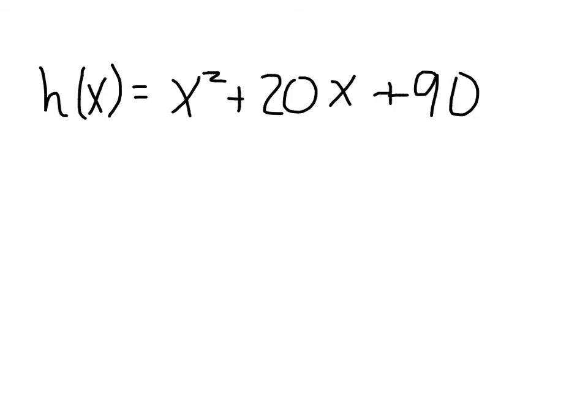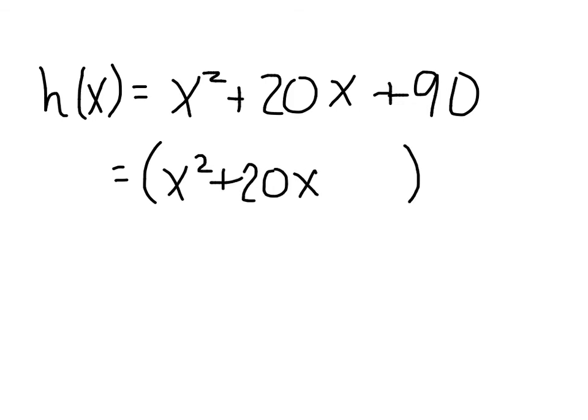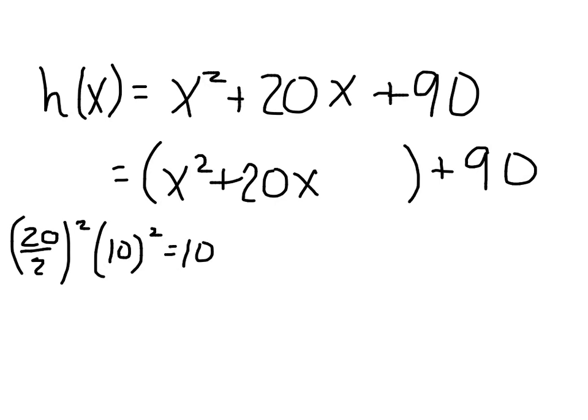So, first things first. Is a 1? Yes. Step 2. X squared plus 20x, gap, parentheses plus 90. Push it over. Step 3. What number is in the B? 20. What's 20 divided by 2? 10. What's 10 squared? 100. Add 100, subtract 100. Is everybody okay with that step?